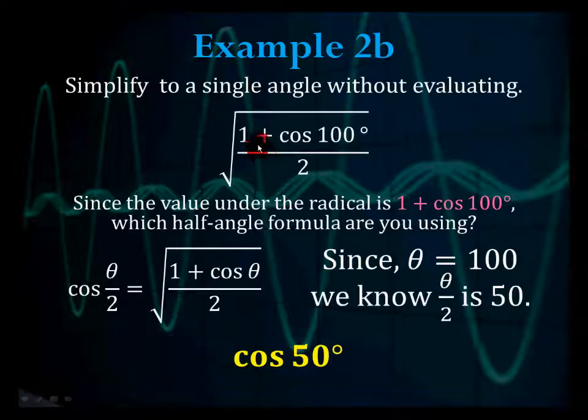Again, look at the format. Notice that there's a 1 plus cosine of theta in there. Since it's 1 plus cosine, you're looking at the cosine of theta over 2, where theta is 100. If theta is 100, theta over 2 has to be 50.